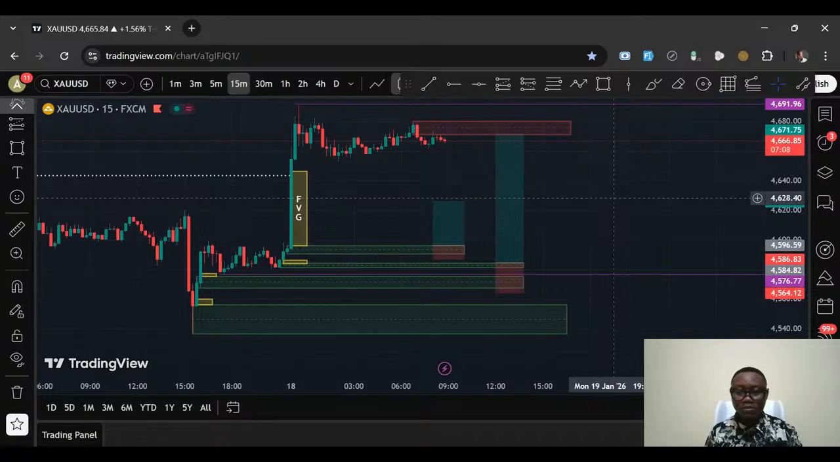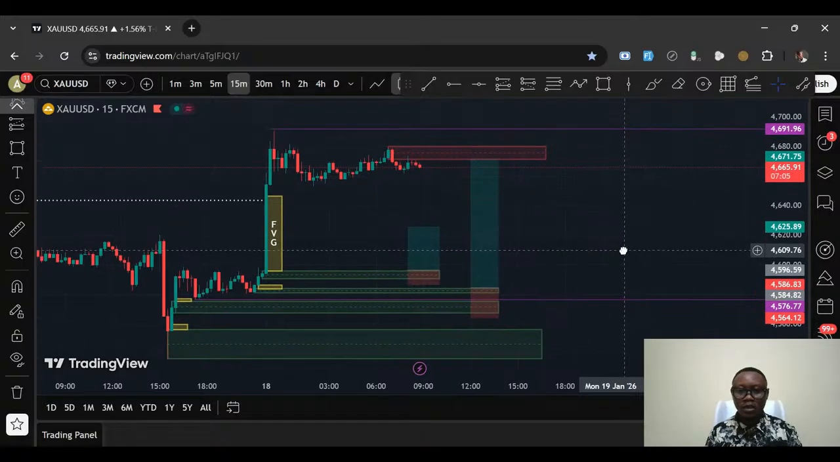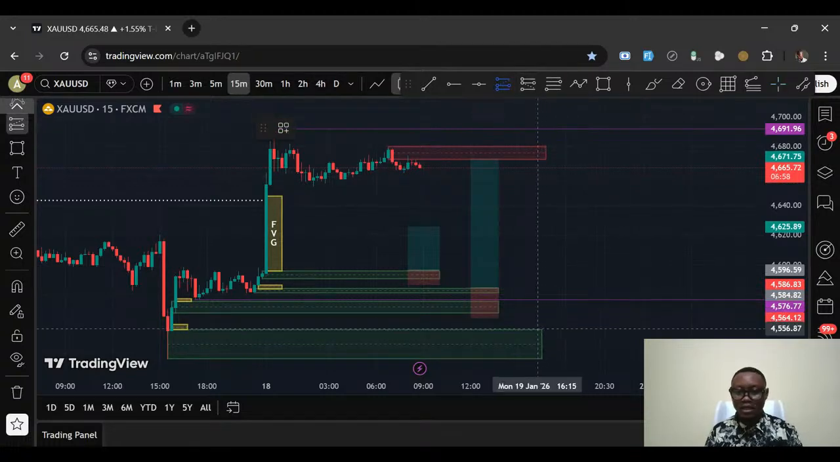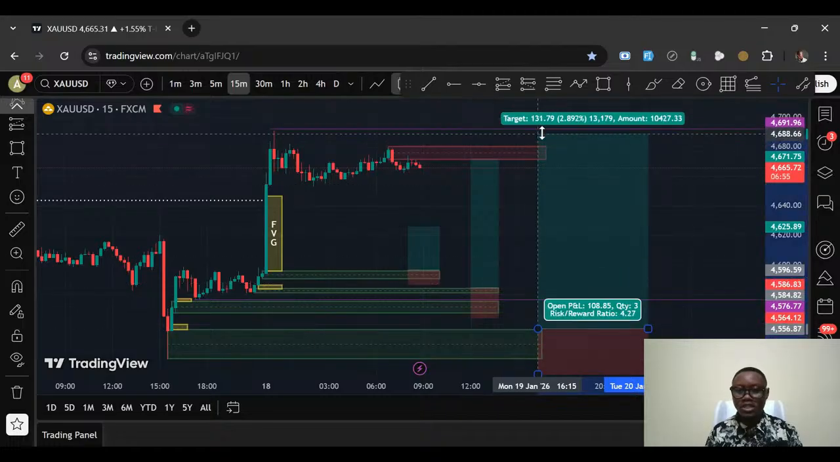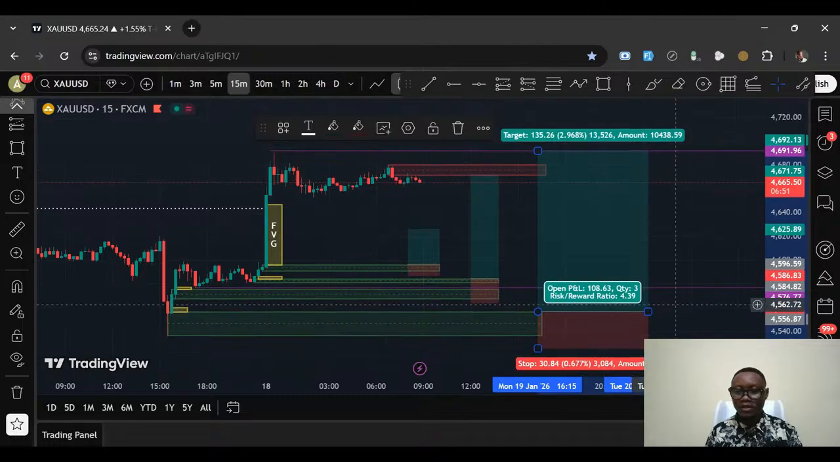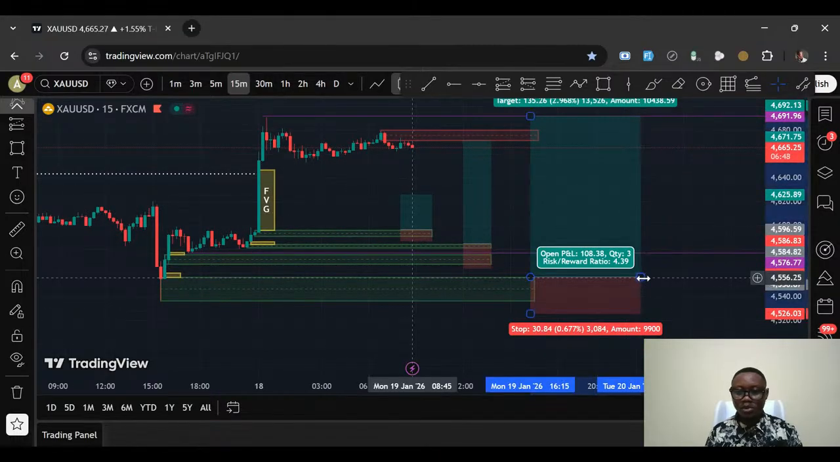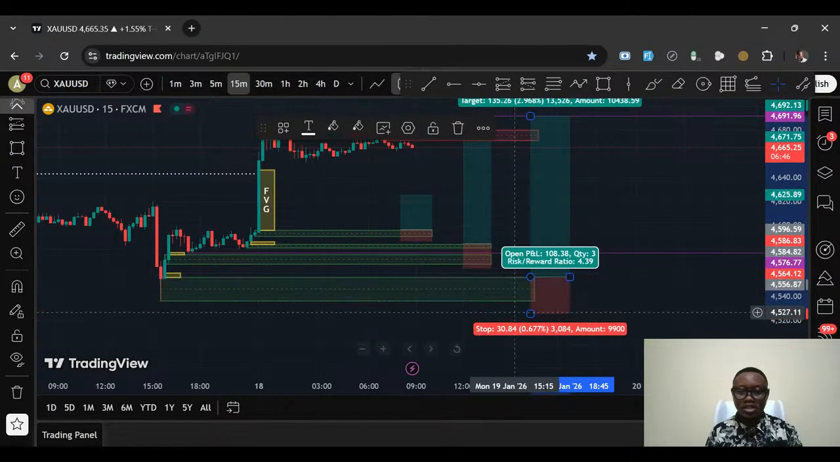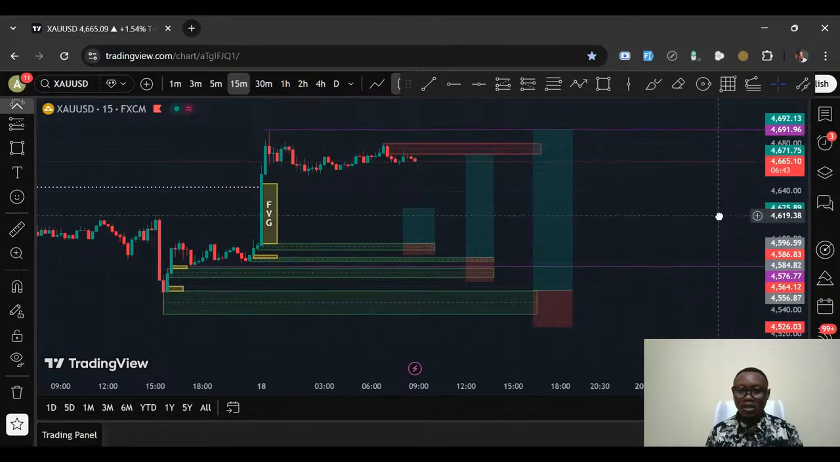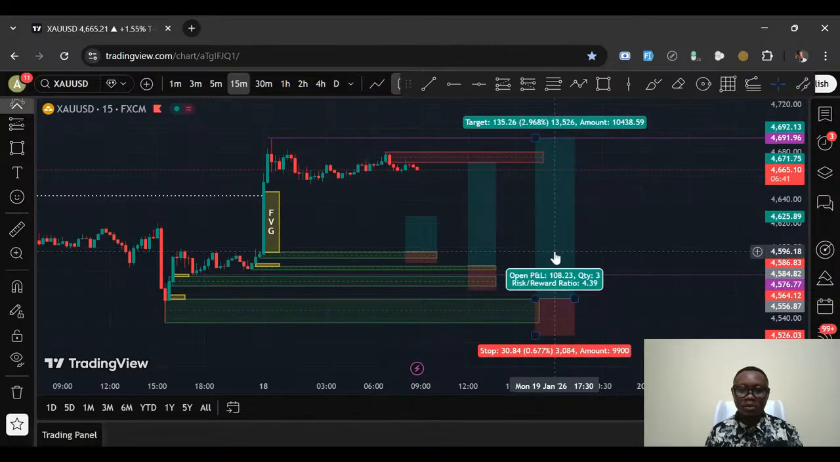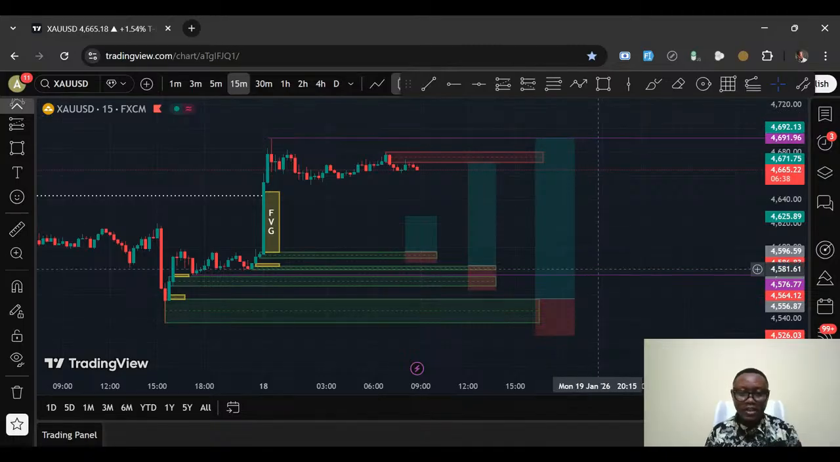So for the extreme zone, which is this, of course, I'm going to be targeting the next resistance level, which is this, for my TP. Because I believe, from experience, if price should get to this zone, it will have enough bullish momentum to take out this high of this resistance level. So this is the zone.